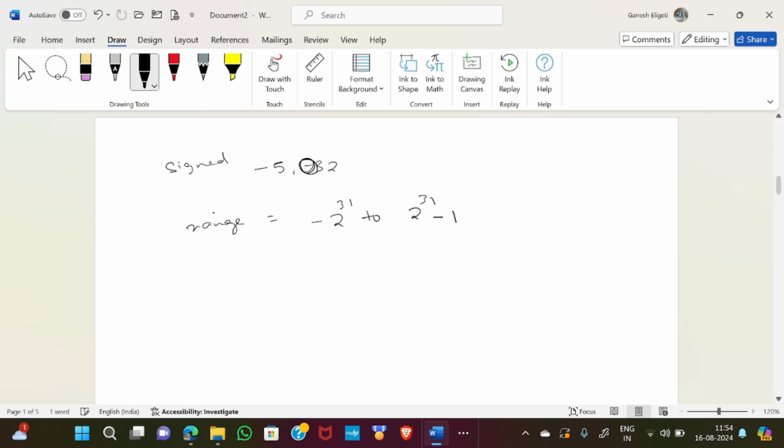Now let's understand why, and how you represent whether a number is negative or positive in this case. Let's again take a number of 32 bits. This is the most significant bit and this is the least significant bit. When you write 0 in the most significant bit, it means the number is positive. But when you write 1 in the most significant bit, it means the number is negative.